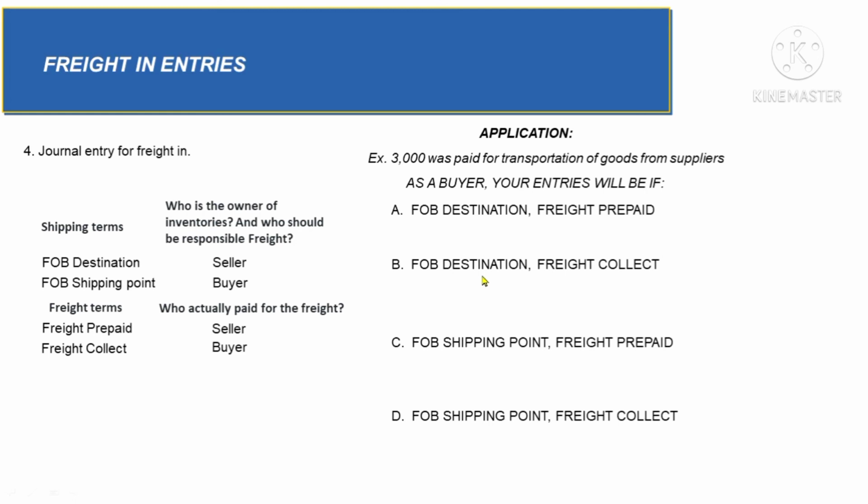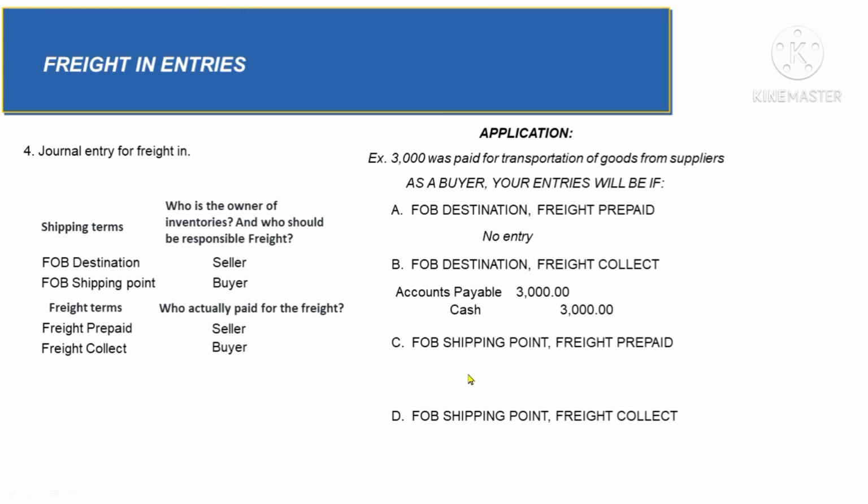So we have here the number 1, which is FOB destination, freight prepaid. Meaning, the seller is responsible for the freight, and freight prepaid means the seller actually paid for the freight also. So as a buyer, you will have no entry under this combination. In the second combination, the seller is responsible but you are the ones who actually paid for the freight. So your entry will be debit accounts payable 3,000 and then credit cash 3,000.